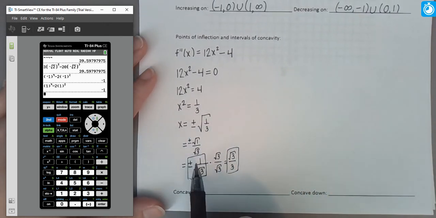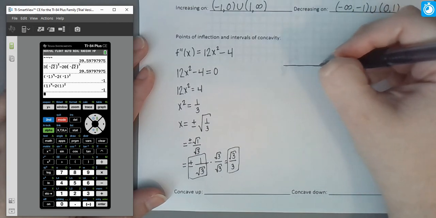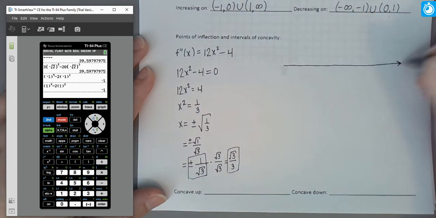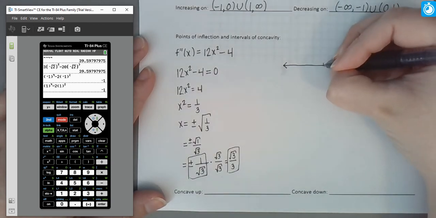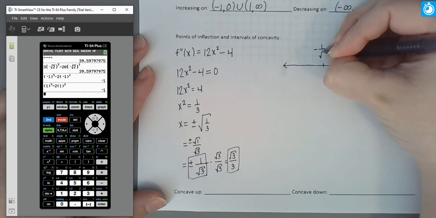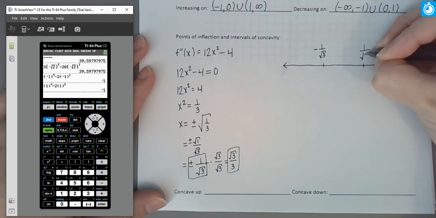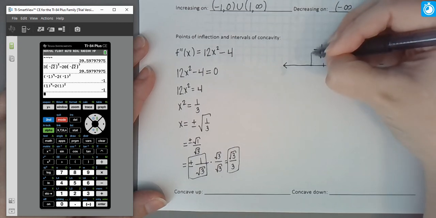Okay, so those two values, notice that's two values, one's negative, one's positive, those represent the locations where we change concavity. So just like we had a sign chart for our first derivative, let's do a sign chart for our second derivative. So negative 1 over root 3, and then positive 1 over root 3.